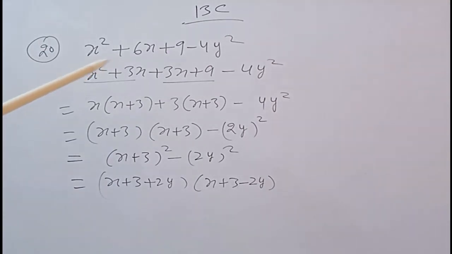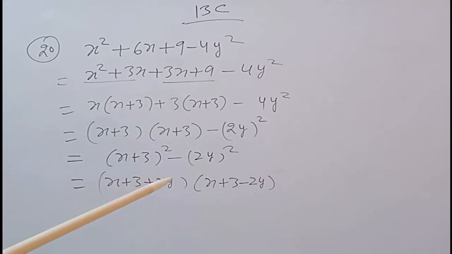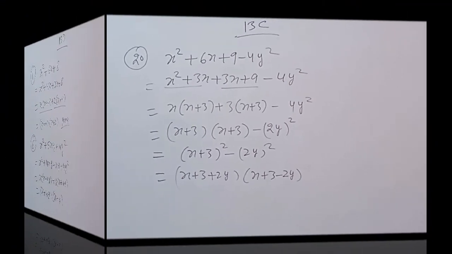Similarly here 3 common, in this second pair we get the x plus 3 inside the bracket, outside the bracket 3. So now x plus 3 in these two terms we can take common, so in the second bracket we will also have the x plus 3. Minus 2y whole square. x plus 3 into x plus 3 will give the (x plus 3) whole square minus (2y) square. Now use the formula a square minus b square, that is (x plus 3 plus 2y)(x plus 3 minus 2y). So in that manner you will do question number 20.